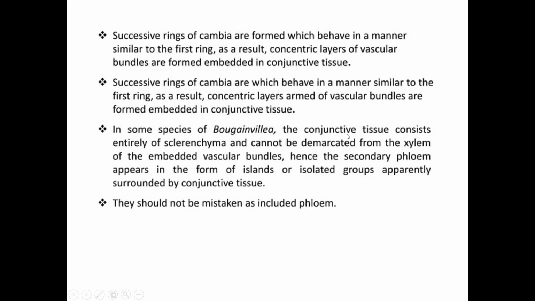Hence the secondary phloem appears in the form of islands of isolated groups. Here the conjunctive tissue becomes sclerenchymatic. Hence it is called secondary phloem embedded in the conjunctive tissue.